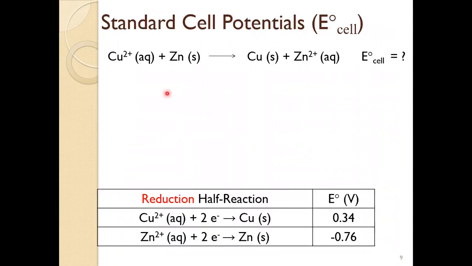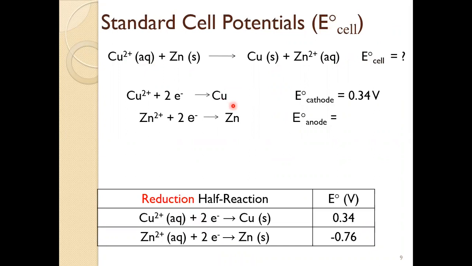So to illustrate, we have our spontaneous reaction of copper 2+ plus zinc produces elemental copper and zinc 2+. And we want to calculate the standard cell potential given the reduction half reaction potentials of the two elements. So we have copper and we have zinc. The only thing we need to really worry about is, based upon the given overall reaction, what is occurring at the cathode and what is occurring at the anode.